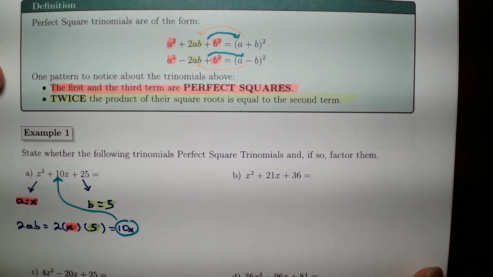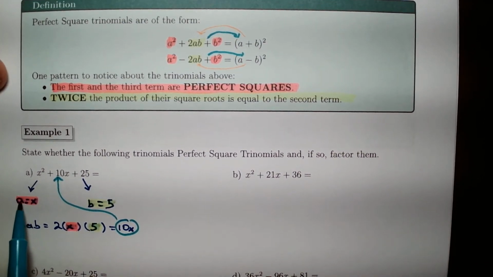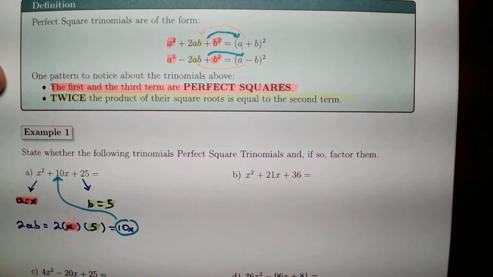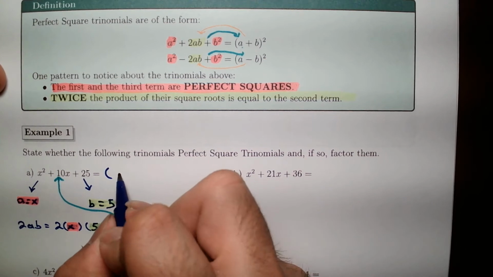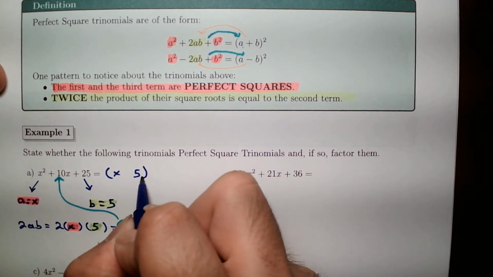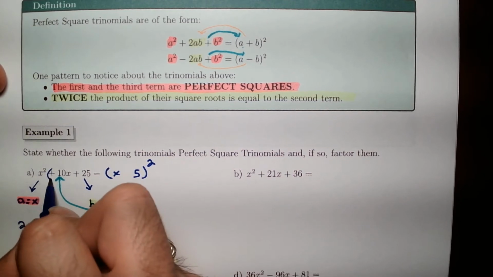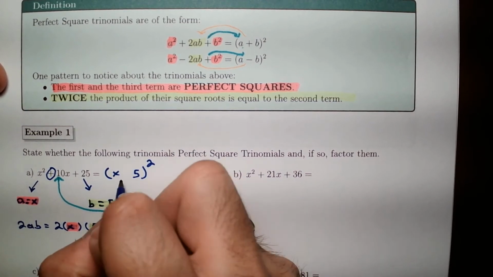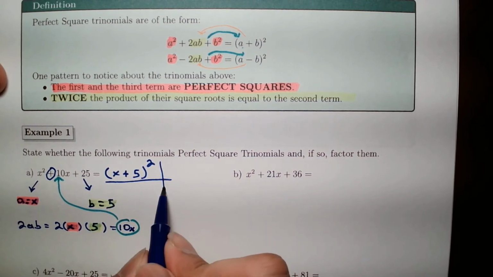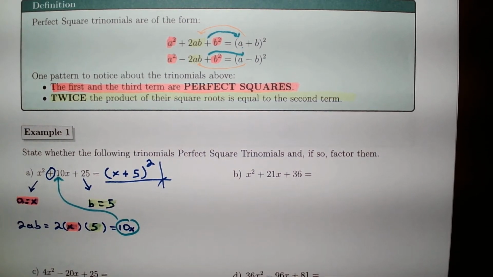All we have to do is identify a and b, and write it as the quantity a, which is x, plus b, which is 5, quantity squared, with the sign of the middle term between the two. And we are done.